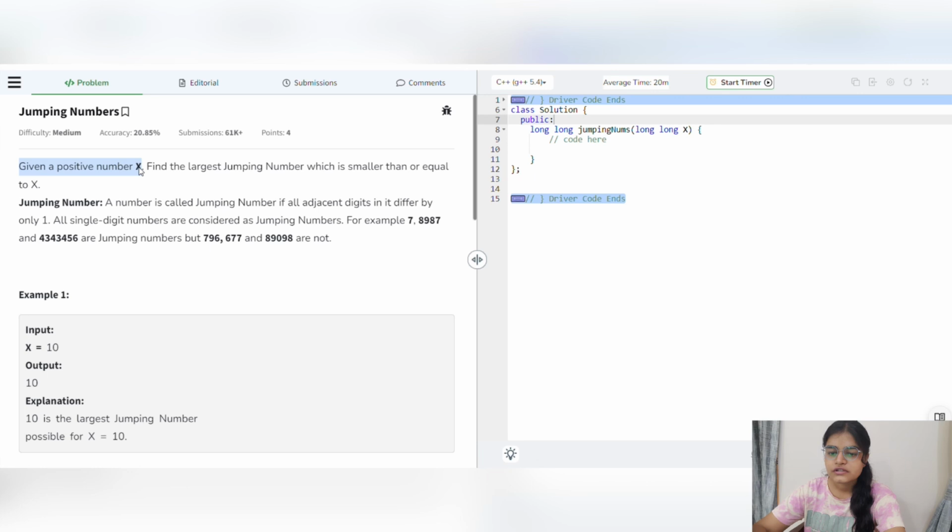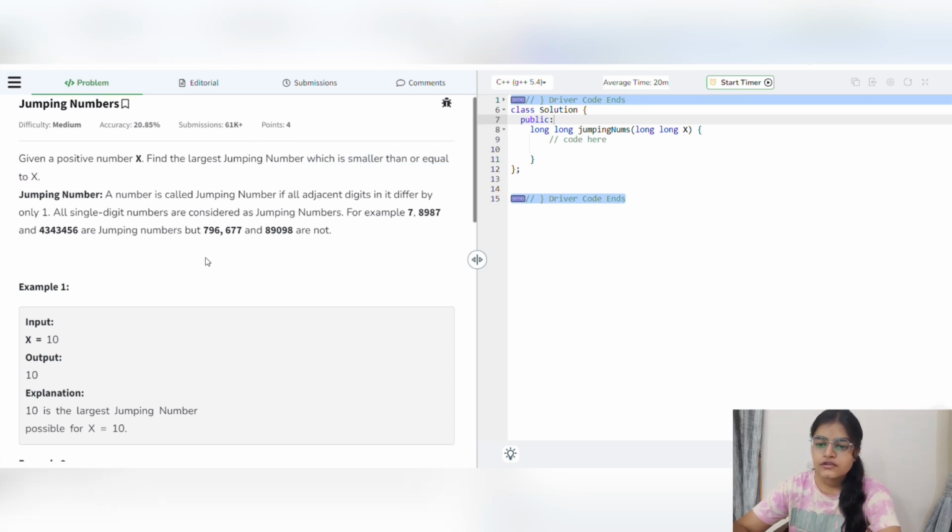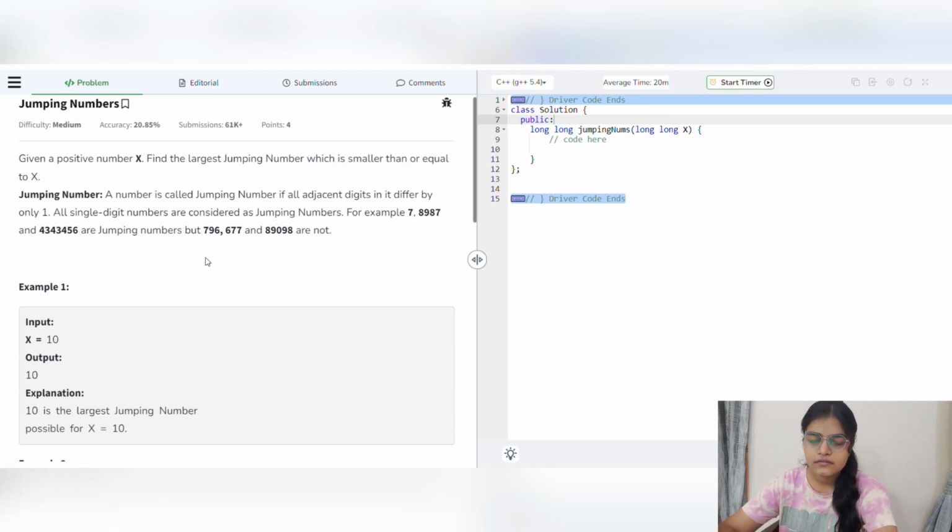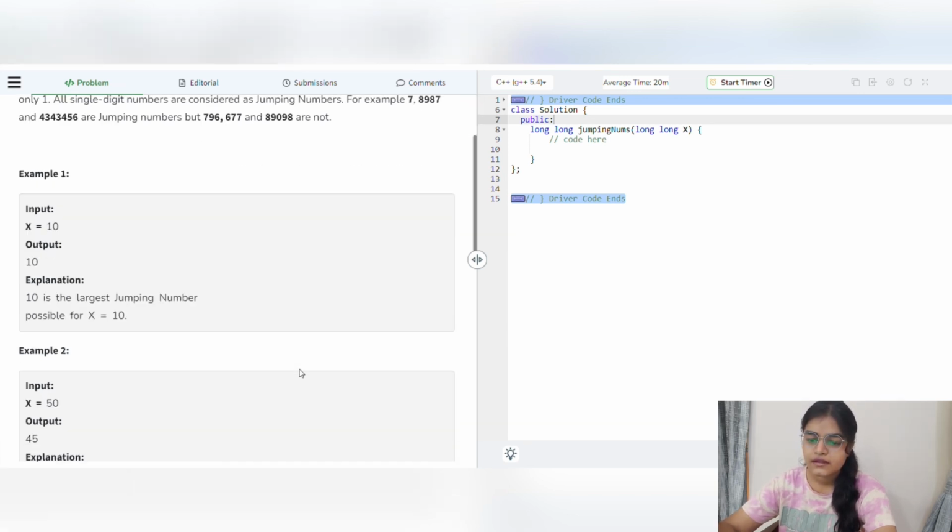So moving on to the question, we are given a positive number x and we have to find the largest jumping number which is smaller than or equal to x. So what comes to our mind is to check each and every number till x to see if it is a jumping number, store them somewhere and return the maximum among them, right?